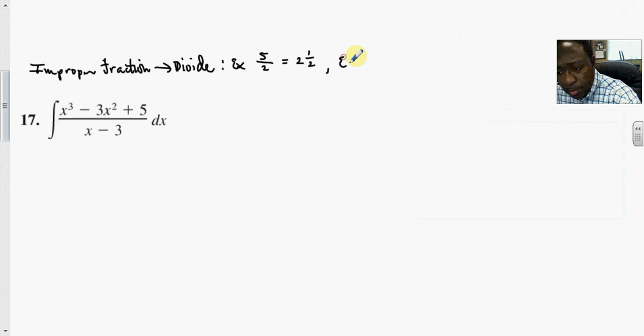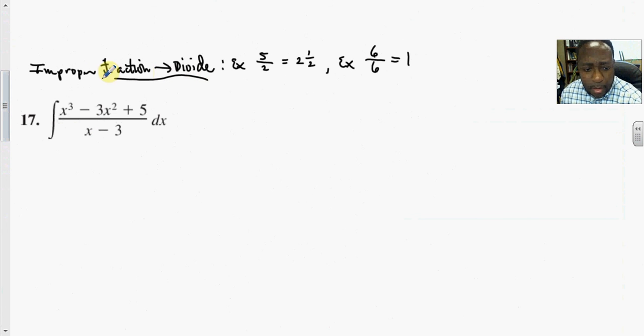Well, what about 6 divided by 6? It's also improper when the degree of the numerator is greater than or equal to the degree of the denominator. So that's why you just say that's 1. You don't walk around saying, okay, x divided by x. Well, just say 1, right? So it is with numbers, so it shall be also with algebraic expressions. So if we have an improper fraction, the goal then is to divide.